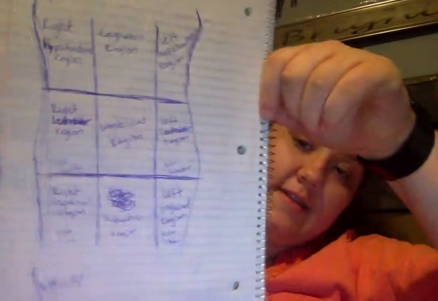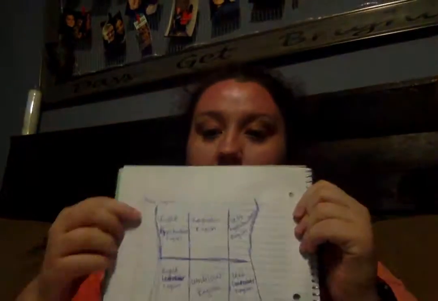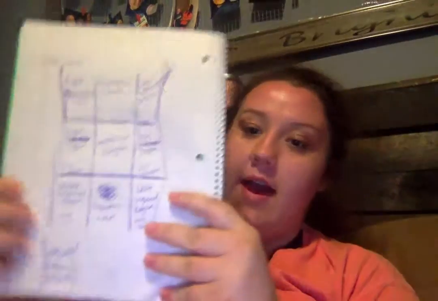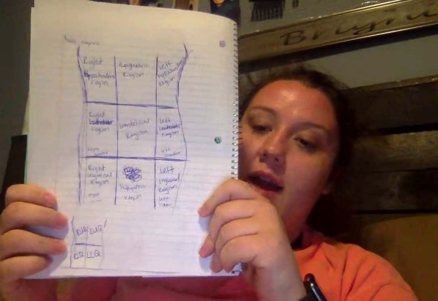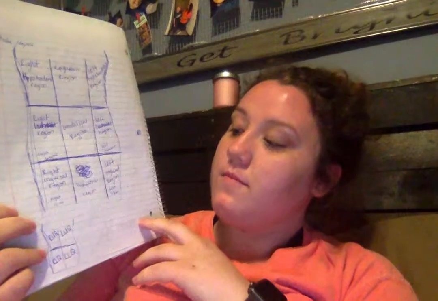So going into our body regions, we are basically cut into 9 sections. And I know my drawing's not the best, but we start from our right hypochondriac region, and then we go into our epigastric region, and then our left hypochondriac region. Then our middle part is our right lumbar region, our umbilical region, and then our left lumbar region. Then our bottom half is our right iliac region, and then we have our hypogastric region, and then the left iliac region.